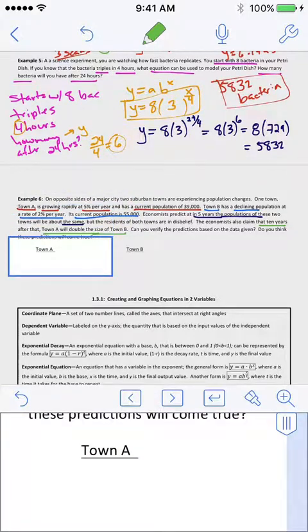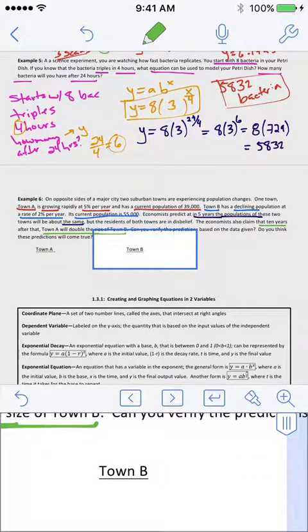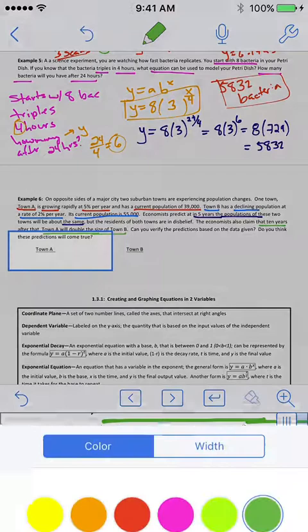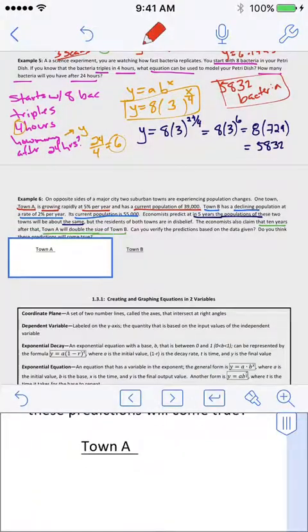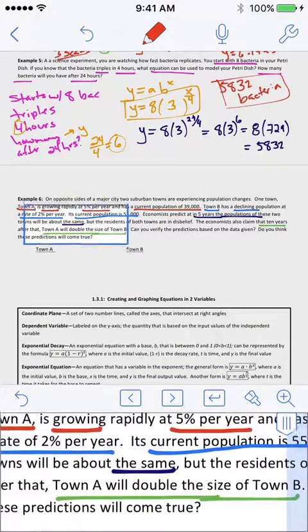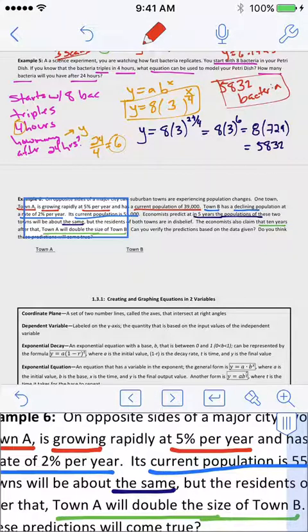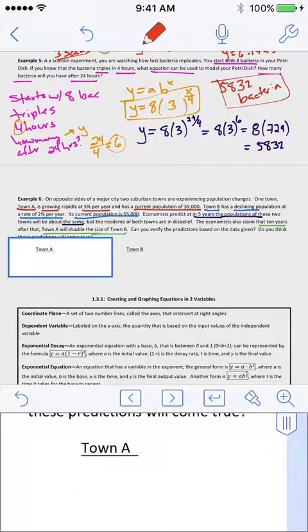So let's make an equation for Town A and an equation for Town B. Okay? So let's start with Town A. I have very little room here, so I might not write things down. But we know it's growing at a rate of 5% per year, right? So we know growing at 5%. Yeah, I'm not going to write things down. Sorry, mine is a little squishy.